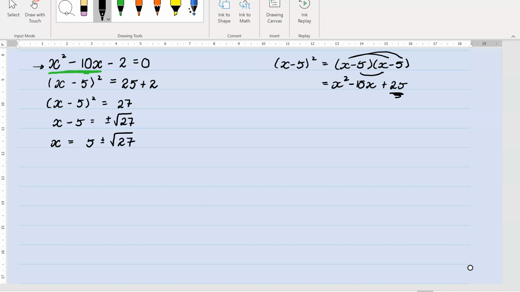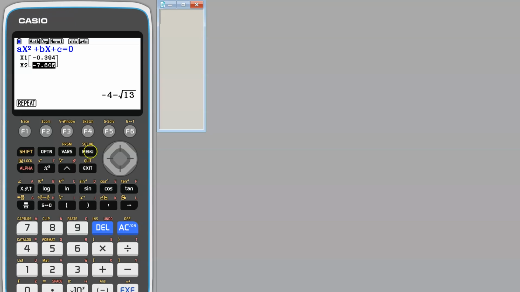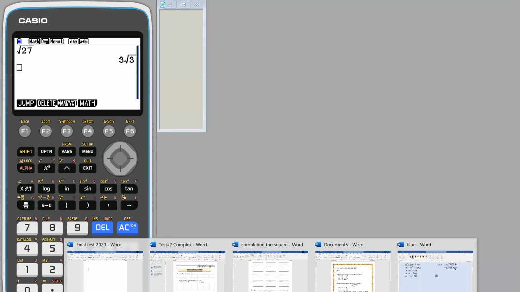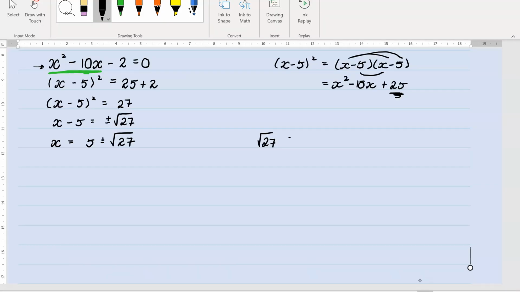At this point, you are done and dusted. Those who want to push it just a little bit, if you want to go for that extra yard, you can simplify this a bit. So when we're looking at root 27, in fact, if you put it into my calculator over here, and we go root 27, it gives us 3 root 3. Why is that?